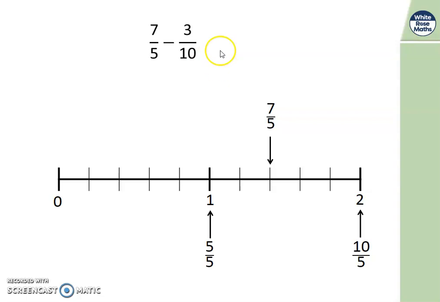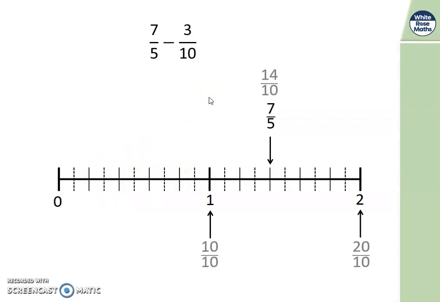Now we want to subtract 3 tenths. So we need to find out where 3 tenths would go. So we're going to split the number line into tenths. So each of those fifths is split into 2 parts. Now we're going to label each part as tenths because we're going to convert them into tenths. So 7 fifths becomes 14 tenths by doubling. 1 whole one will be 10 tenths and 2 whole ones is 20 tenths. 3 tenths is here, 1, 2, 3.